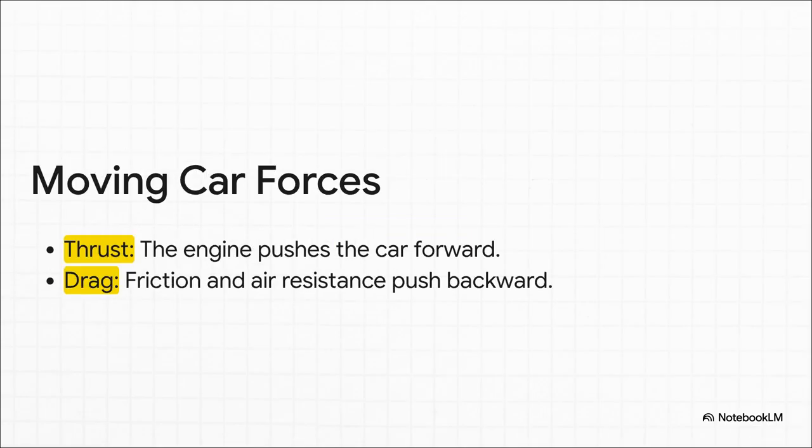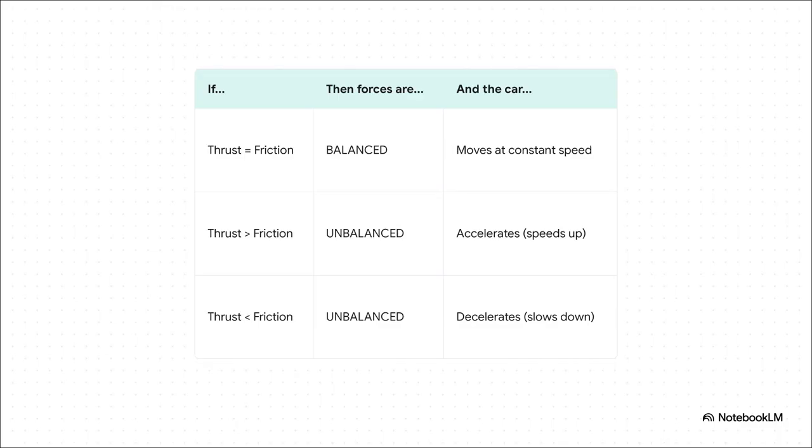Okay, last example, a car. The engine creates a forward force. We call that thrust. But at the same time, friction from the road and air resistance are creating a backward force, a drag. How these two forces relate to each other determines everything the car does. And this is where force diagrams become so powerful. If the thrust from the engine perfectly matches the drag from friction, the forces are balanced. The car doesn't speed up or slow down, it just cruises at a constant speed. But if the thrust is greater than the drag, the forces are unbalanced and the car accelerates. And if you take your foot off the gas and the thrust becomes less than the drag, the forces are unbalanced again and the car slows down.